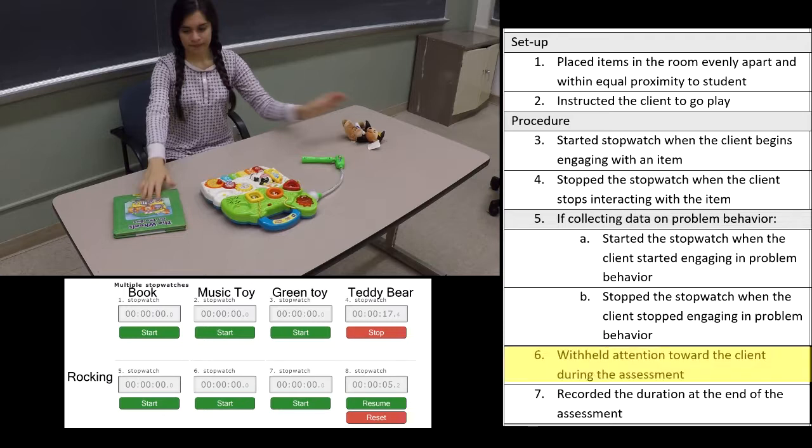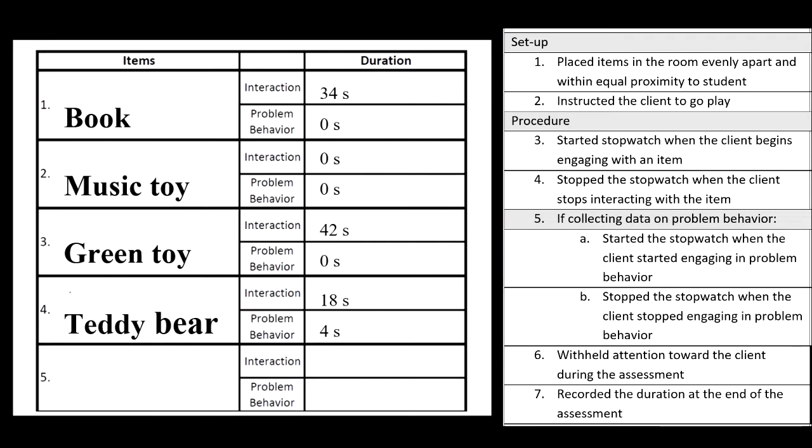You should withhold interactions with the client during the whole assessment. We do this because we do not want to interfere with what the client selects. After the assessment ends, record the duration of engagement with each item. And if you collected data on the problem behavior, record the duration of problem behavior with each item.